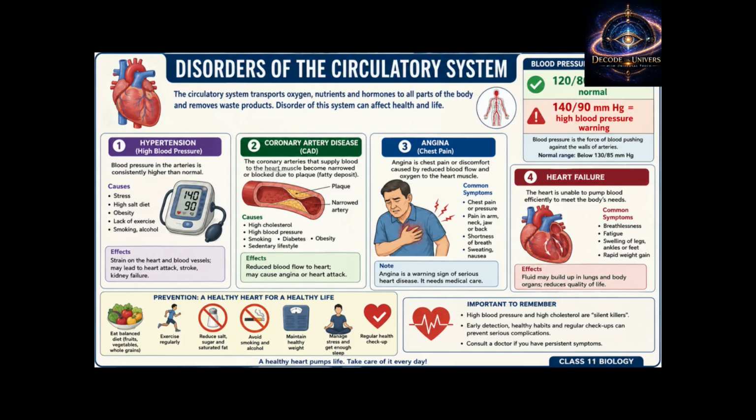It occurs due to deposits of calcium, fat, cholesterol, and fibrous tissue in coronary arteries, narrowing the lumen. Angina, also called angina pectoris. It causes acute chest pain when enough oxygen does not reach heart muscle.